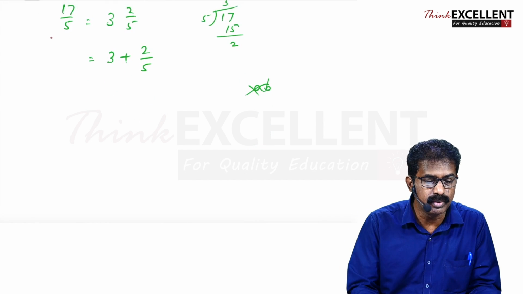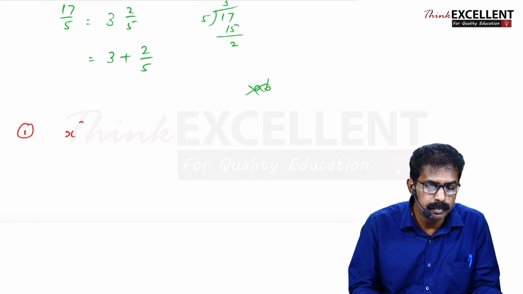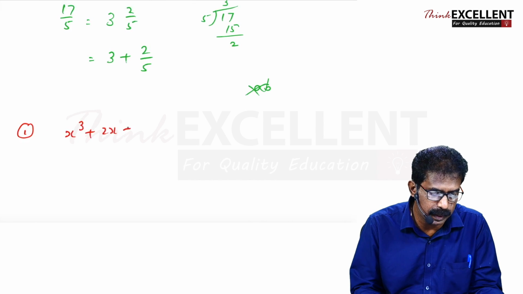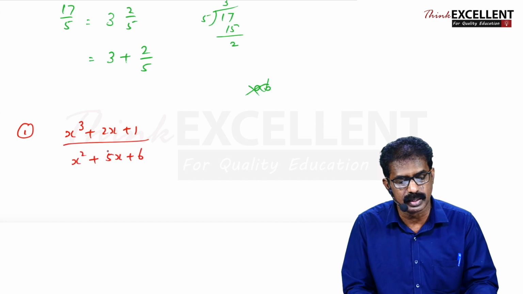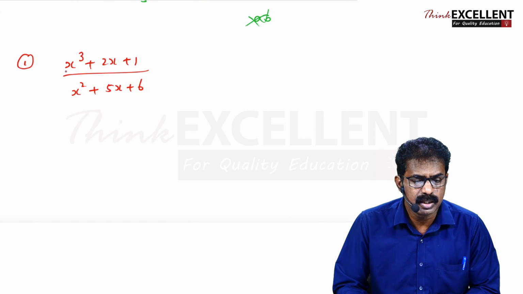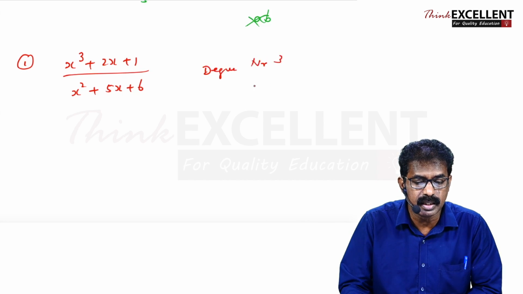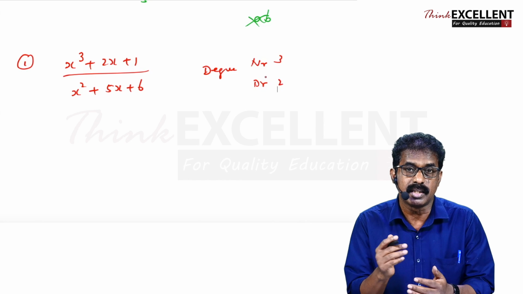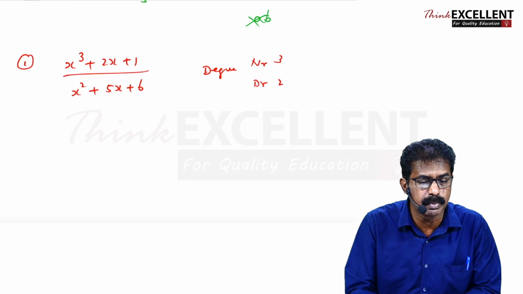Now let's try a few questions. See the first question: x cube plus 2x plus 1 divided by x square plus 5x plus 6. So listen carefully how to resolve it into partial fractions. You see here the degree of the numerator is 3, the degree of the denominator is 2. So it is like 3 by 2, right? Even if they are equal, it is improper only here. Okay, so it is an improper one.